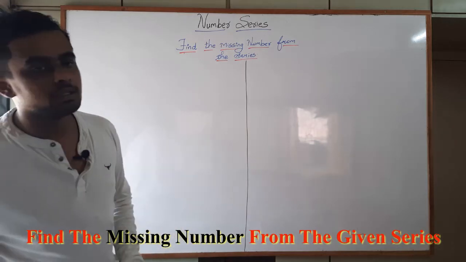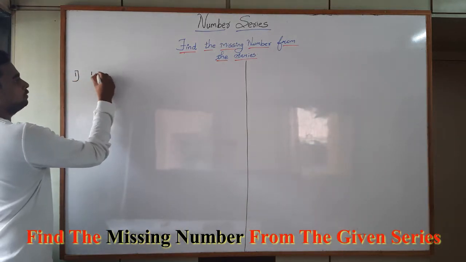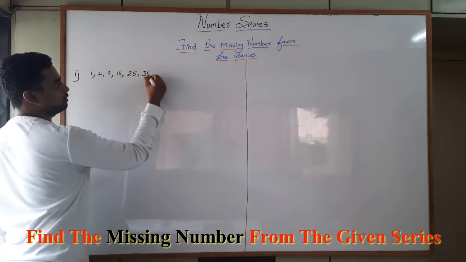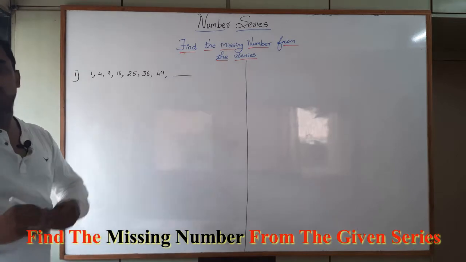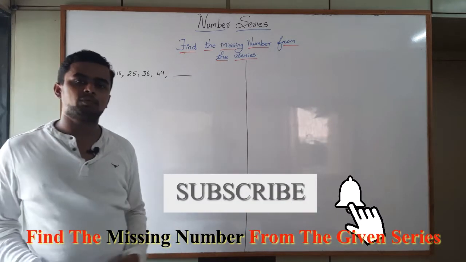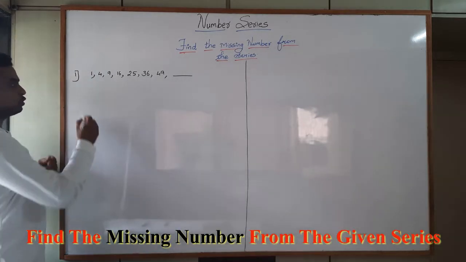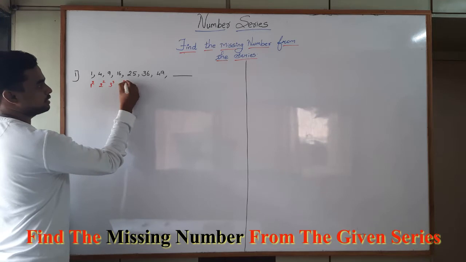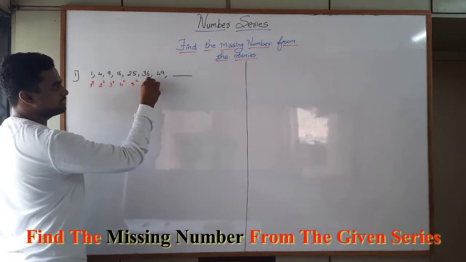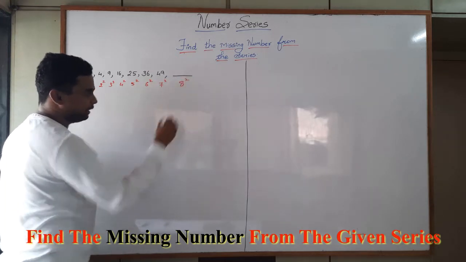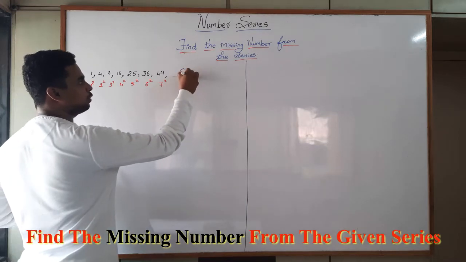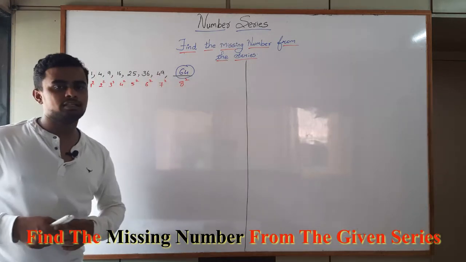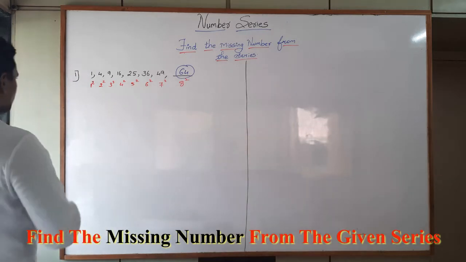So let us start. The first question that I have is 1, 4, 9, 16, 25, 36, 49, and I have to find the next number. It is very easy. As you can see, we saw four different types of series, and this is the first type of series, that is the squares. So 1 is 1 squared, 4 is 2 squared, 9 is 3 squared, 16 is 4 squared, 25 is 5 squared, this is 6 squared, this is 7 squared, the next number will be 8 squared, and 8 squared is equal to 64, and that will be my answer. The number that is missing in the given series is 64, and this is a square series. Moving on to the next question.